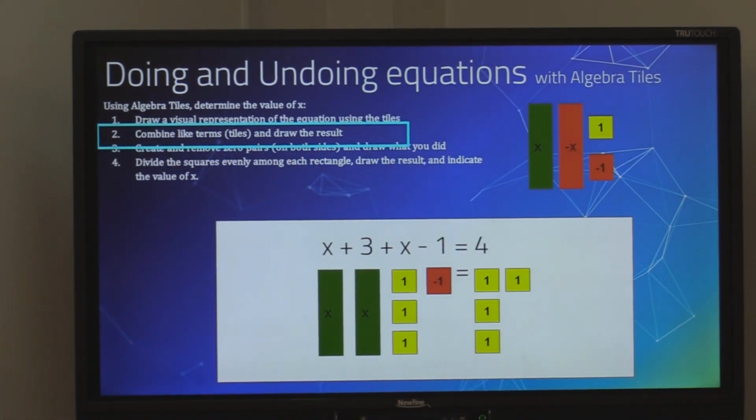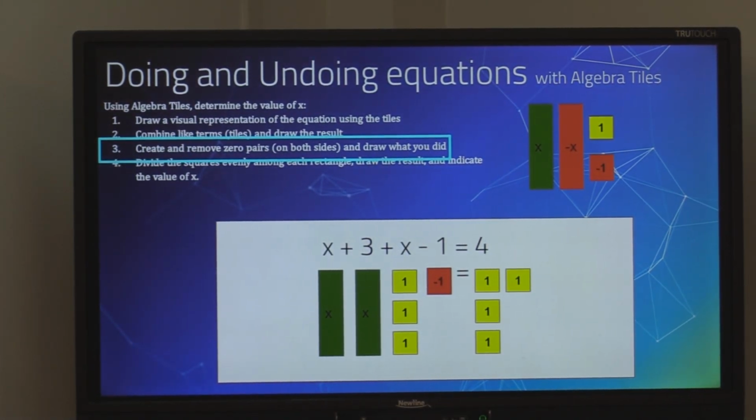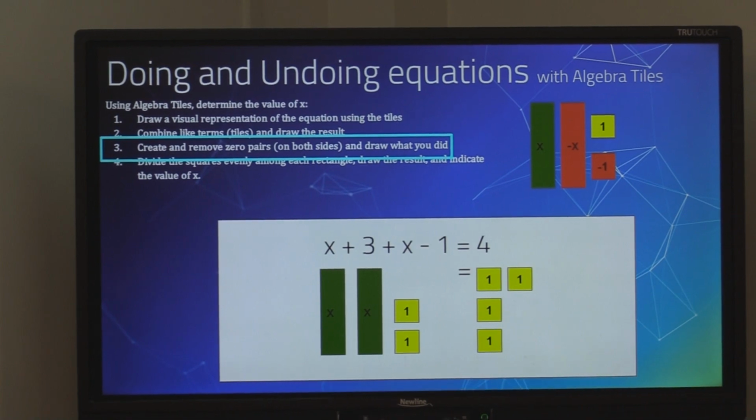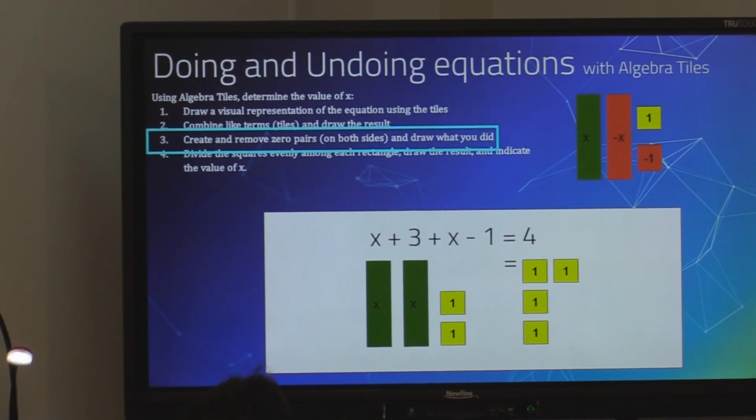All right. Step 3. Now, this is where it's a little different than what we were doing earlier. First, we remove our zero pairs. Where's the zero pair? Negative 1 and negative 1 goes away, right? Did you make that happen? Yeah. Okay, draw that really quickly.